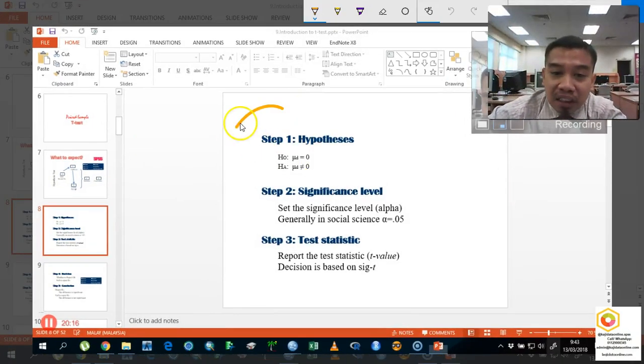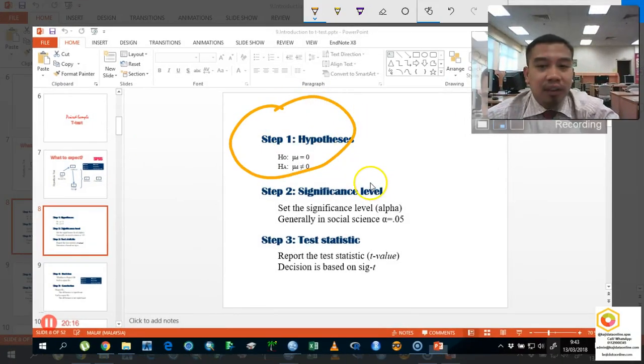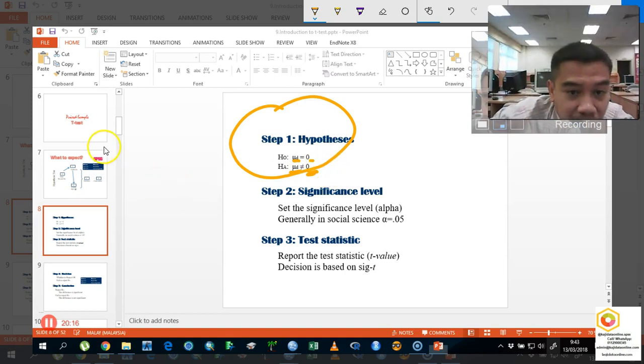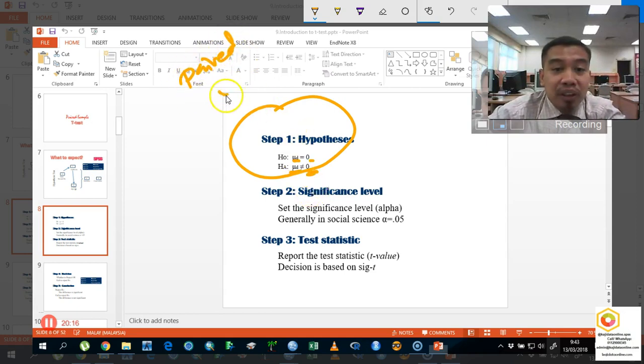The first one, you must state your hypothesis. Okay, can you see this one? Mu is equal to 0. Mu is not equal to 0. What is this? This is the hypothesis for the paired sample. You know paired sample? Saya dah cerita tadi kan. Paired sample is what? Ujian yang mana beza dia adalah masa.